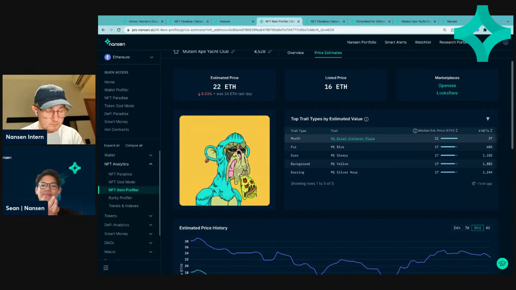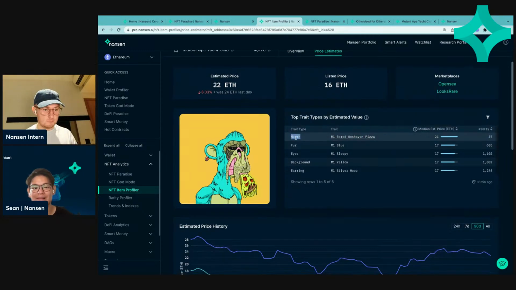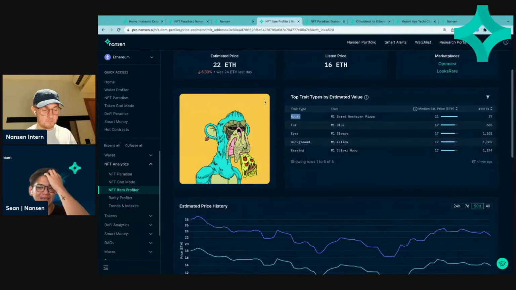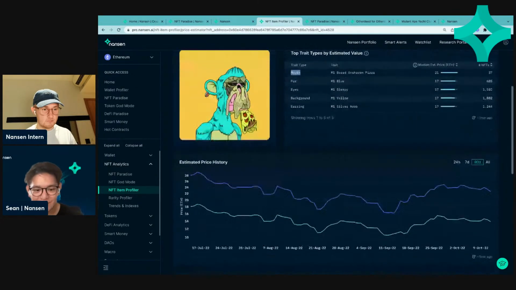And we take the median price of it. We estimate all the prices of these bored apes with unshaven pizzas, and we take the median one. And this is how you get the median estimated price of this bored ape. So you can see only 37 NFTs actually have this specific mouth. And I believe that's also the reason why this is priced at a premium slightly higher than the listed price.